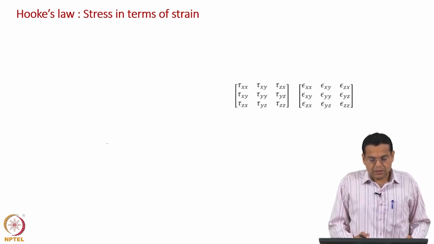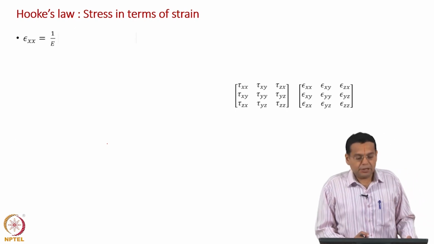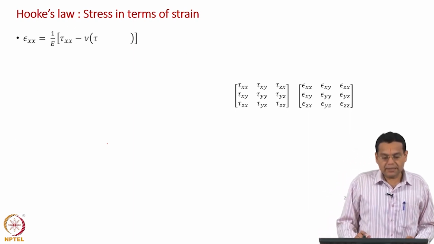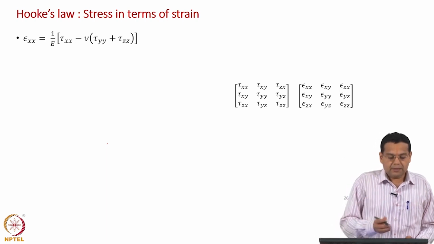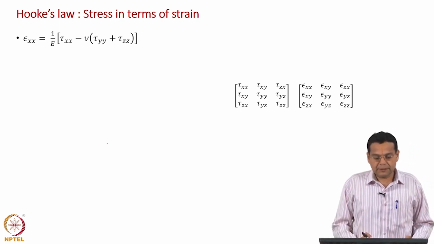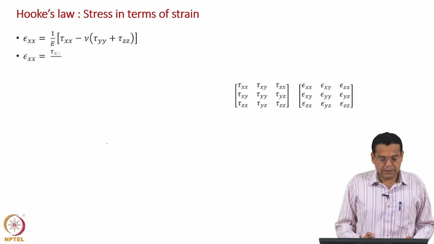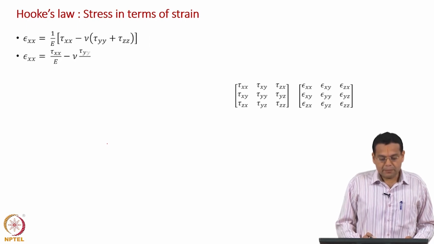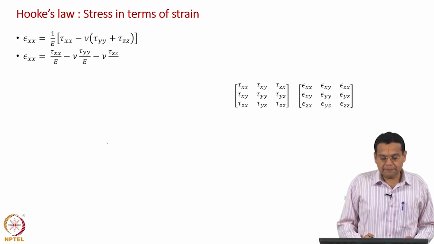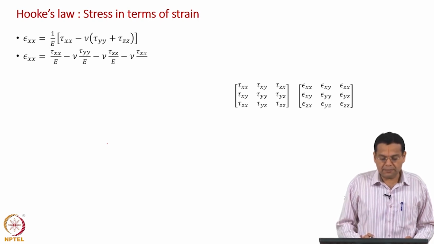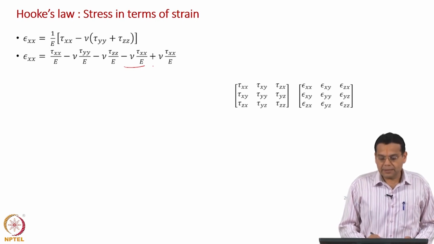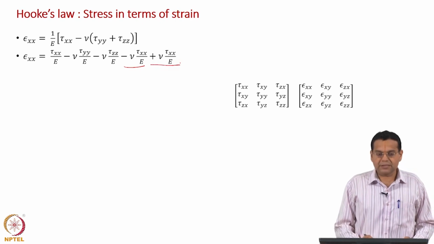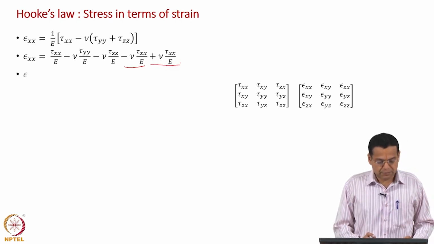So, now let us write down the equation for the normal strain along x direction. This we have written, the normal strain in terms of the 3 normal stresses. Okay. Let us expand the equation: tau xx by E minus nu tau yy by E, and then minus nu tau zz by E, and then what I will do is I will subtract nu tau xx by E and add nu tau xx by E. Okay. So, let us simplify this.